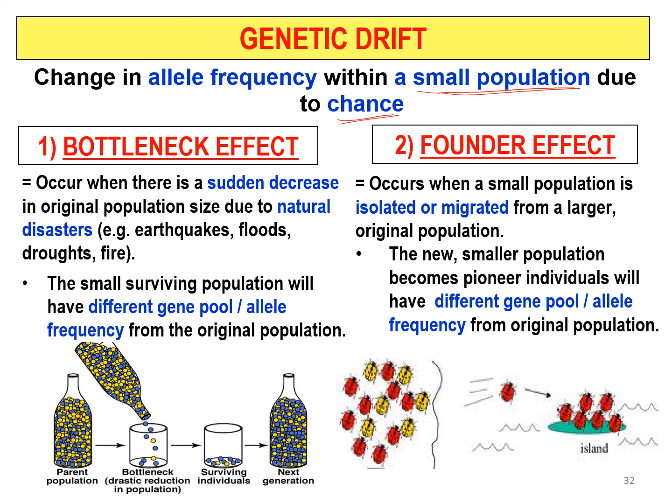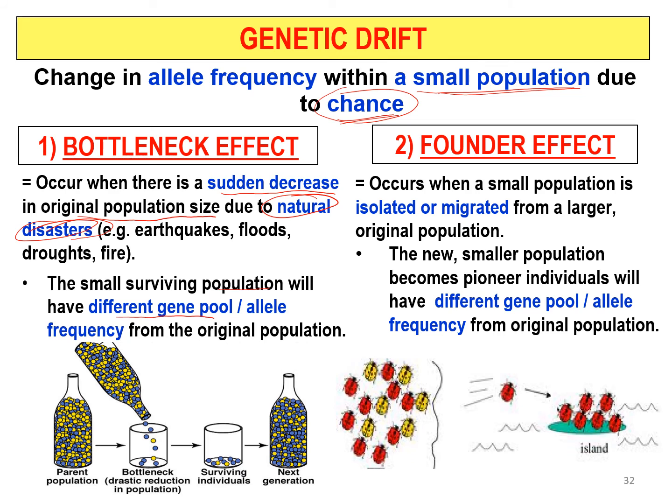Due to chance, bottleneck effect. Sebab chance ni apa? Contoh bottleneck effect apabila a sudden decrease in original population size due to natural disaster. Okay, natural disaster. Contoh tsunami yang dekat Aceh. Berapa ratus ribu rakyat, daripada berapa juta tinggal berapa ratus ribu. So yang selamat itu tidak mewakili populasi yang asal. The small surviving population will have a different gene pool.